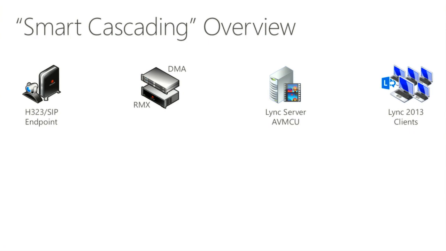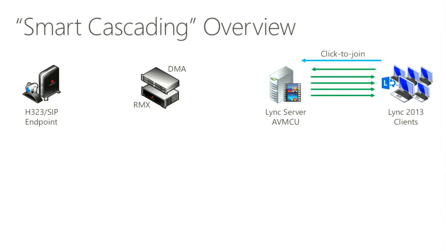On the right-hand side, you can see we've got some Lync clients. Typically, the Lync clients are going to join a conference call via an invite. So the invite's been sent to those clients. They've clicked and they've joined the call. And of course, once they join the call, they're going to get their gallery view video.